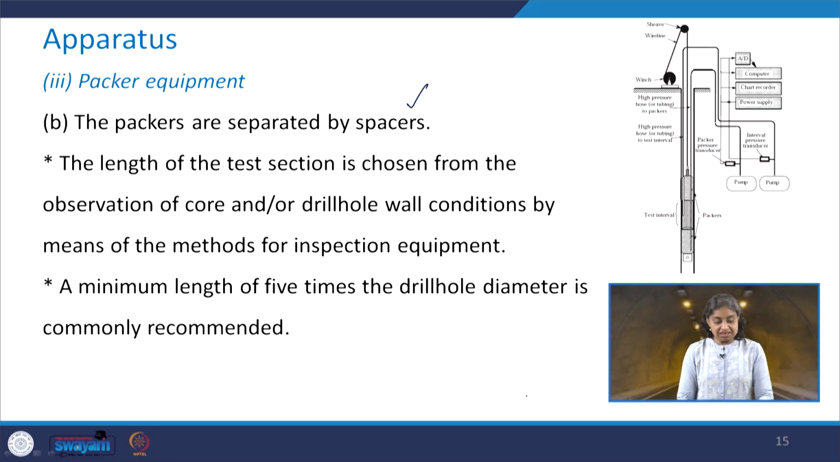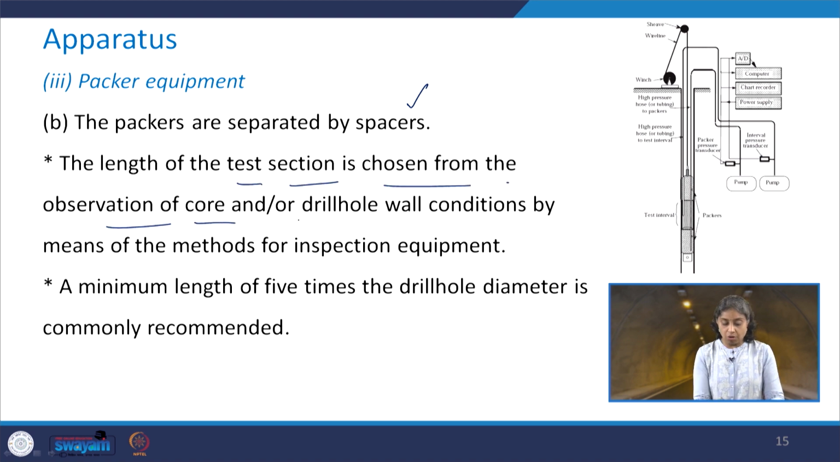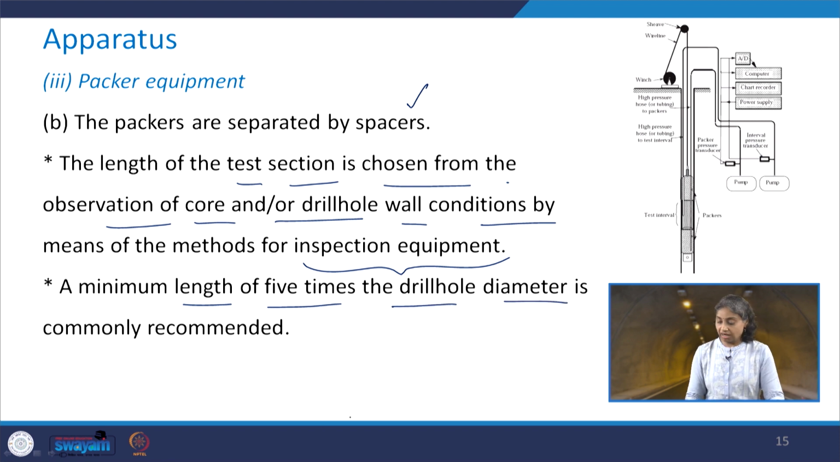These packers are separated by spacers. The length of the test section is chosen from the observation of core or the drill hole wall conditions by means of the methods for inspection equipment. The minimum length of 5 times the drill hole diameter is commonly recommended. That means the length of this should be 5 times the drill hole diameter, which is this. This is the diameter of the drill hole.